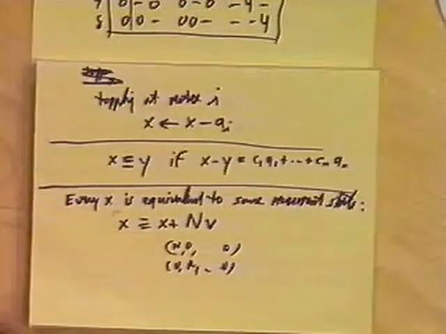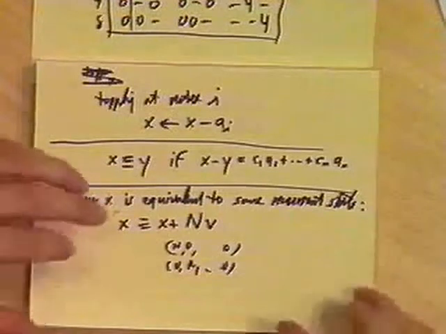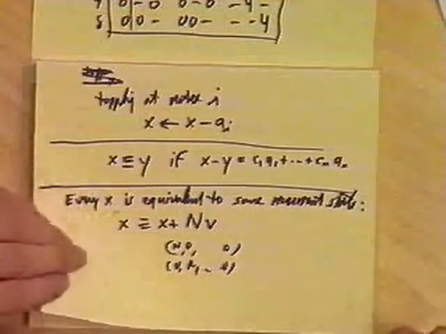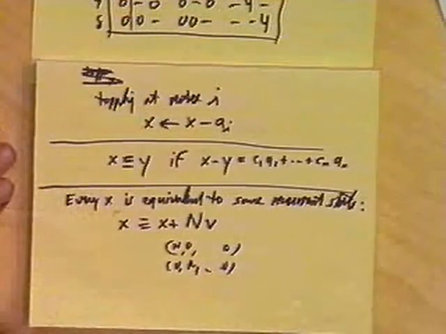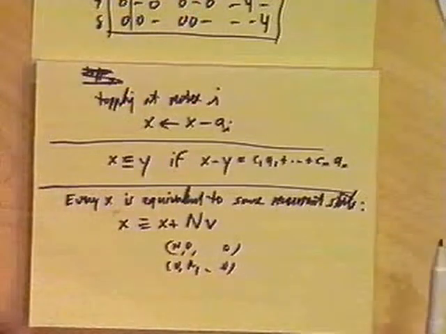So every class contains a recurrent state, and then the other thing is to show that you can't have two recurrent states that are equivalent to each other. And that's another proof that uses toppling in a beautiful way. So let me mention it.